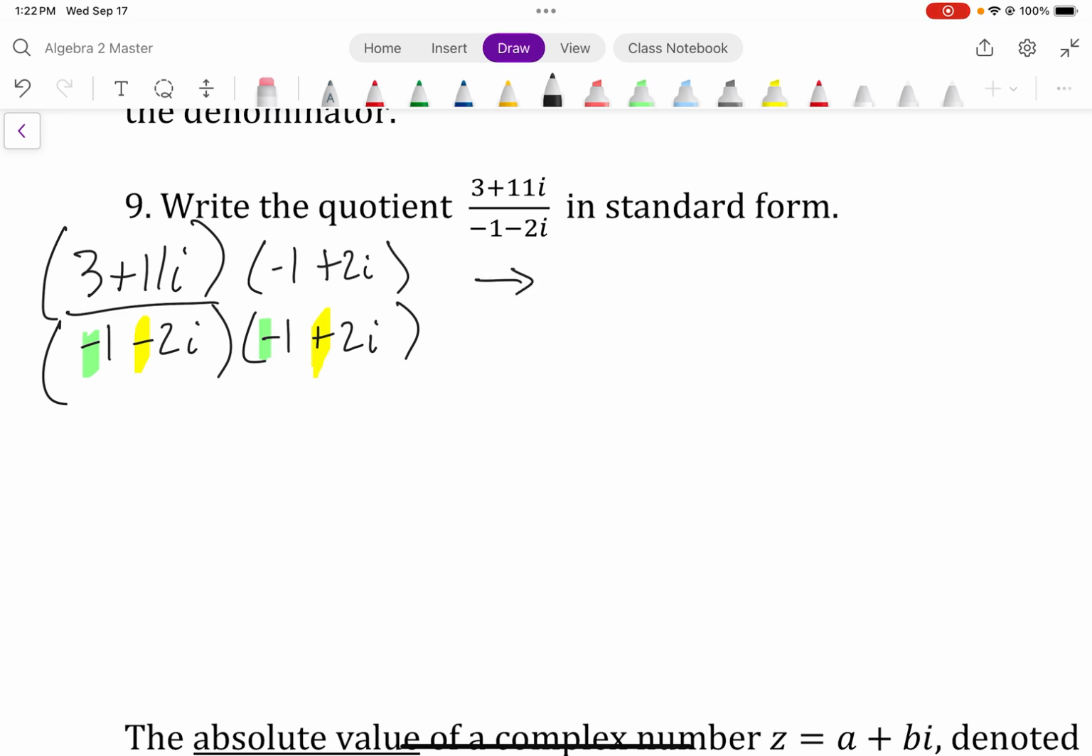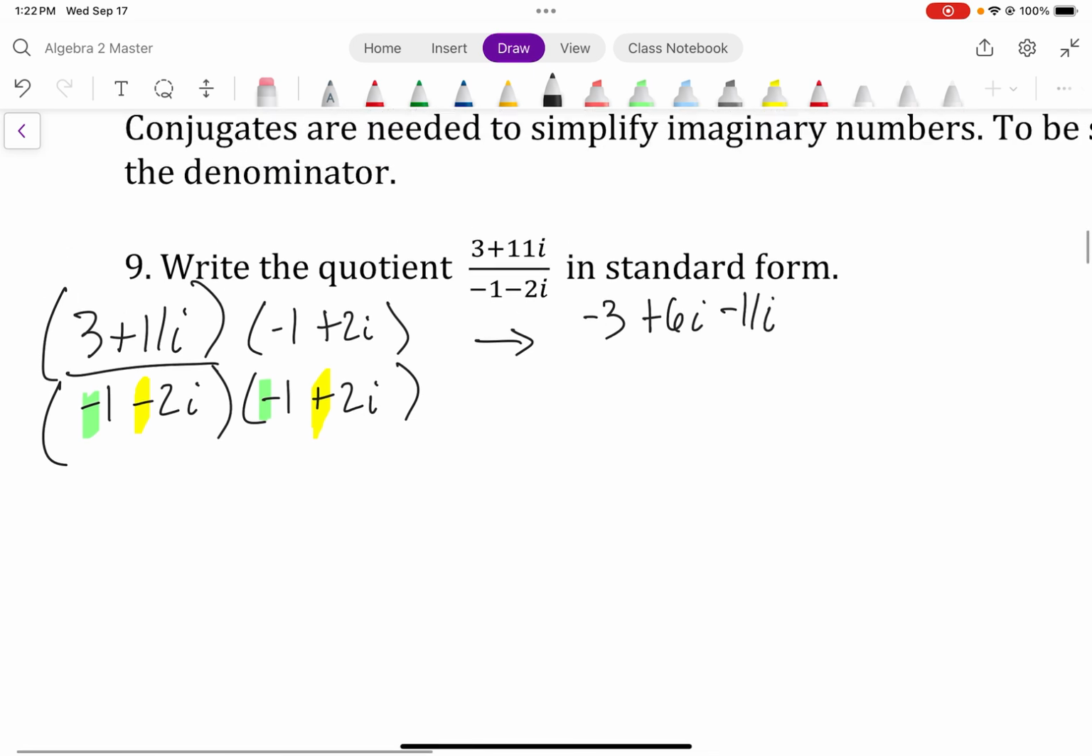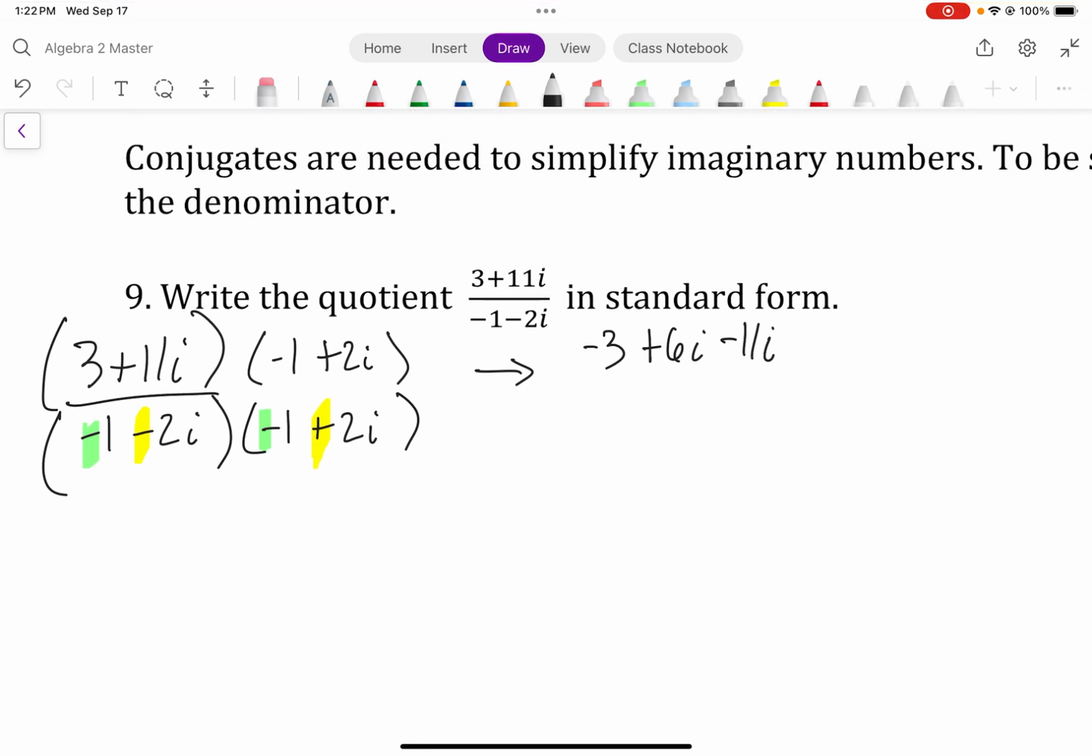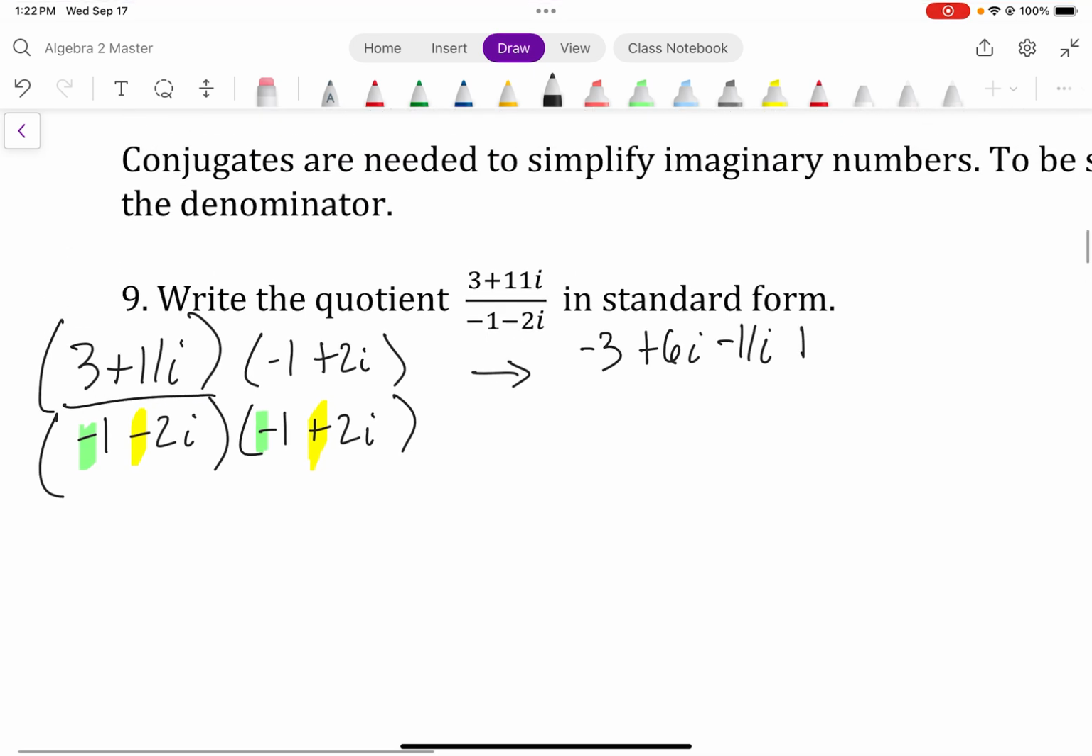On the top, first times first, 3 times -1 is -3. Outside times outside, 3 times 2i is 6i. Inside times inside, 11i times -1 is -11i. And at the end, 11i times 2i is plus 22i squared.